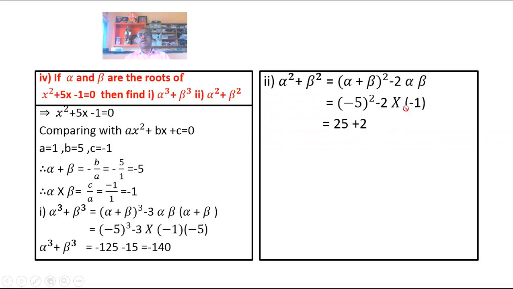25. Here minus minus plus, 2 into 1 is 2. 25 plus 2 is equal to 27. This is alpha square plus beta square is equal to 27. Write down.